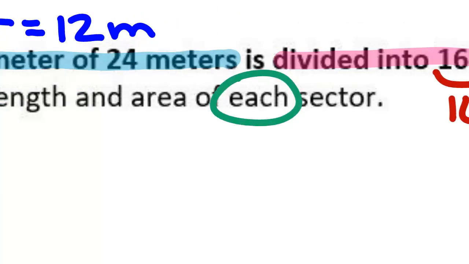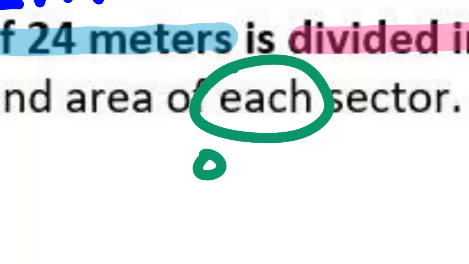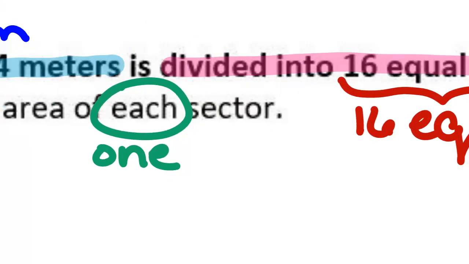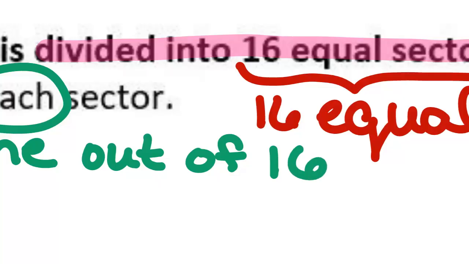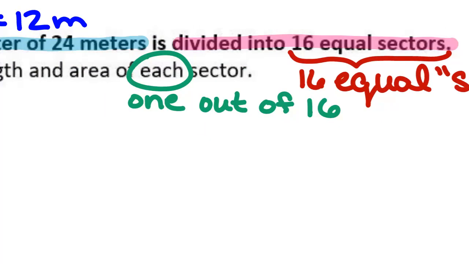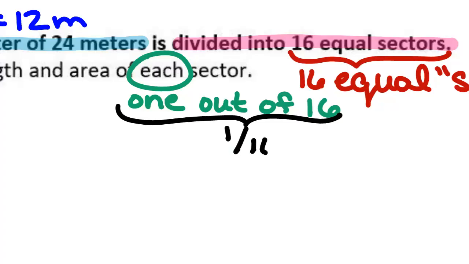The arc length and the area? Yes, it's going to be the same for each of the sectors on here, but we need to figure out how much that is. If I say find out the arc length and area for each sector, how many are we looking at a time? 1. Out of 16. So what would my fraction be then? Yep, 1 over 16. This is my fraction.